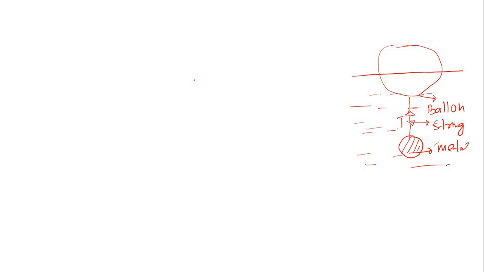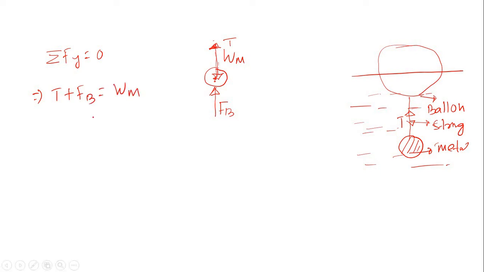If you draw the free body diagram of this metal, the buoyancy force is exerted by the water onto the metal. Suppose it is completely submerged. The center of buoyancy equals the center of gravity, and the weight of the metal acts downward. The tension in the string acts in the upward direction. If you write the net force in y equal to 0, this is T plus Fb equal to the weight of the metal.